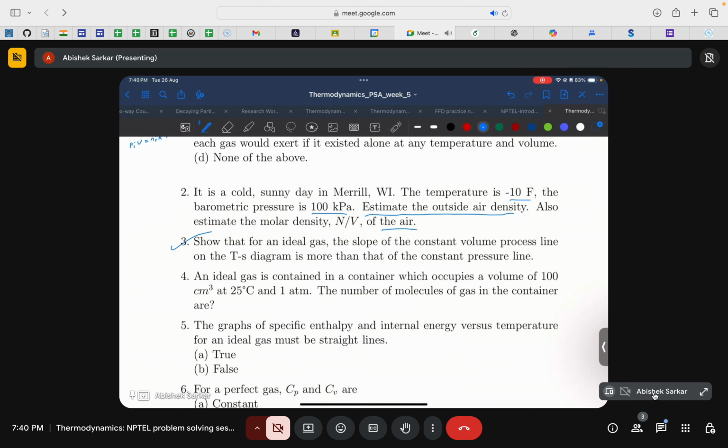So the next question is, an ideal gas is contained in a container which occupies a volume of 1000 centimeter cube at 25 degrees Celsius and 1 atm. Calculate the number of molecules of gas in the container. Here again, the approach would be to find the number of moles of the gas. Then, if you know the number of moles, just multiply with Avogadro's number to find the total number of molecules. So that's how we can approach the problem.